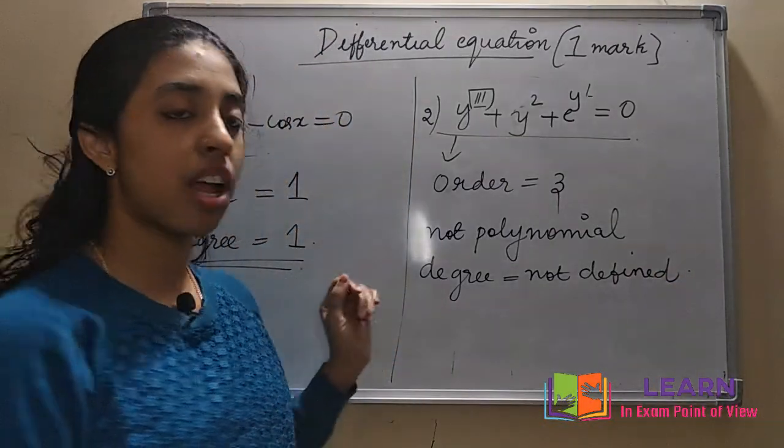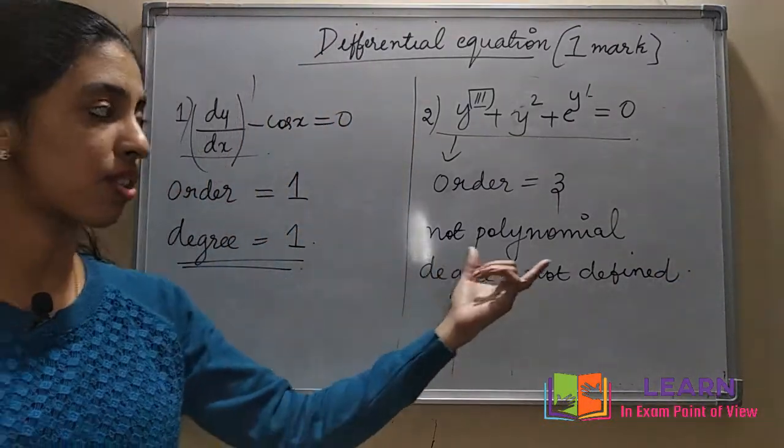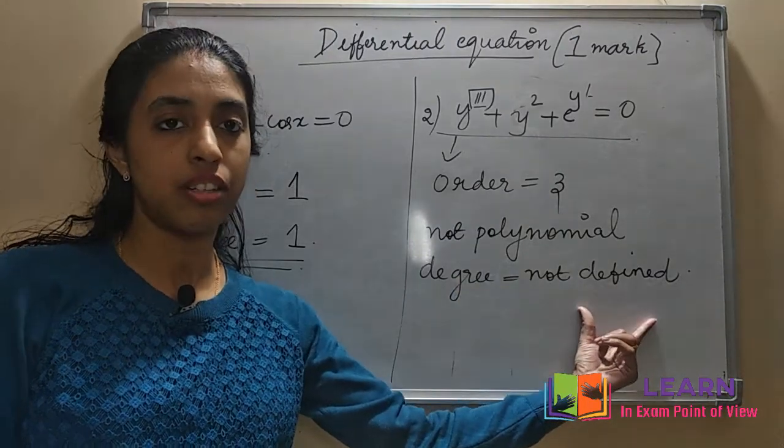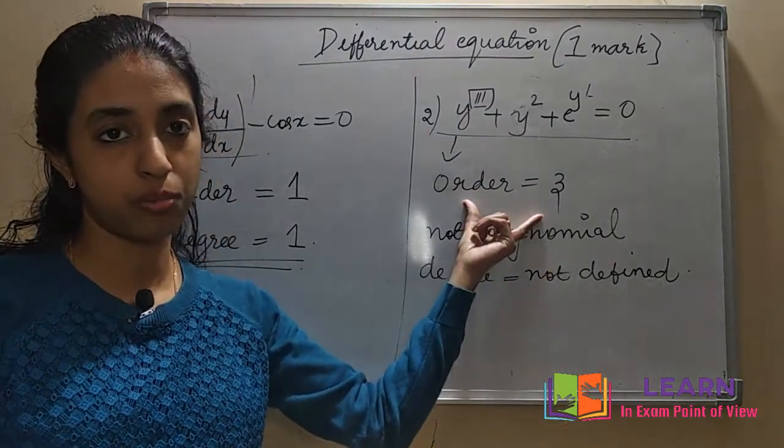So first we have to check whether the given equation is a polynomial. If it is not a polynomial, the degree is not defined. The order you can write, no problem.